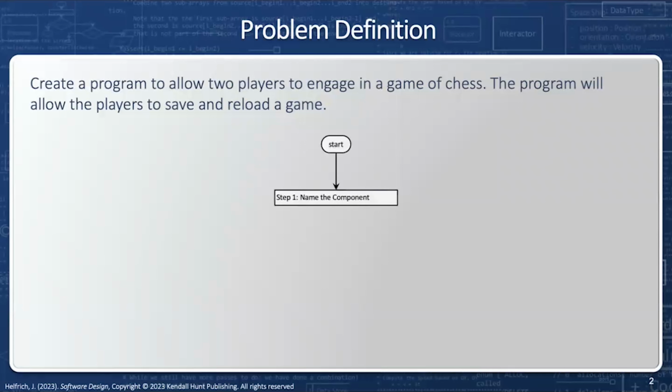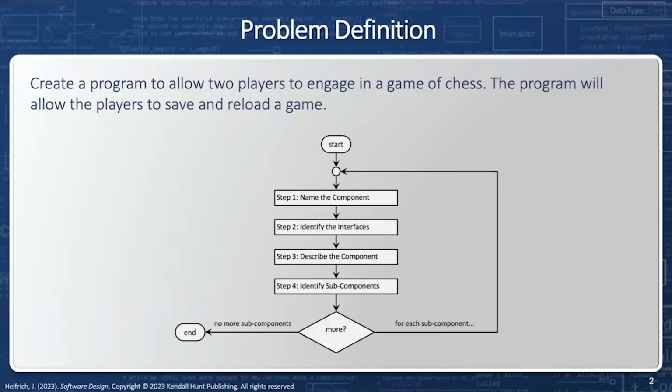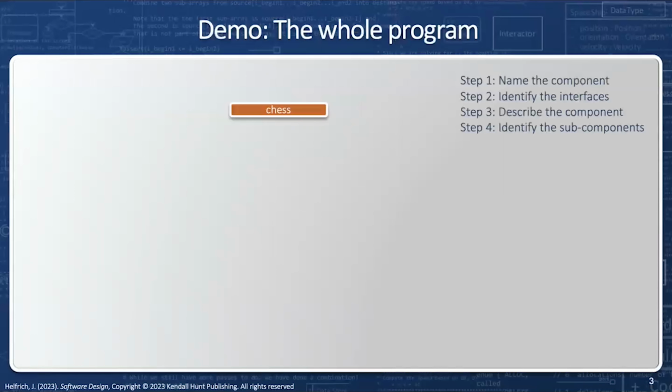So we're going to start by naming a component, and then we will identify the interfaces into and out of the component. And then we'll describe the component using some drafting mechanism, probably pseudocode or a flowchart. And then we'll identify the subcomponents that this thing relies upon. And then, is there more? If the answer is there's no more subcomponents, then we're finished. But if there are more subcomponents, then we're going to go back and loop again. So let's see how this works.